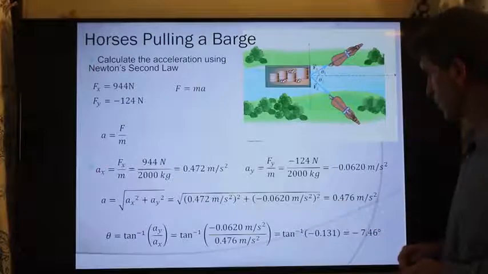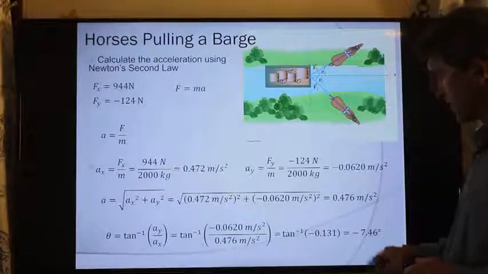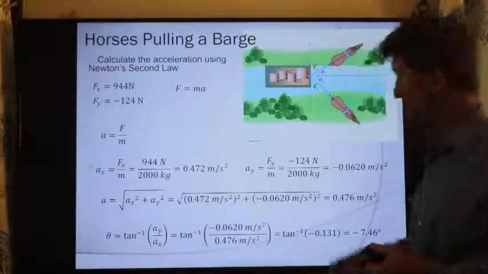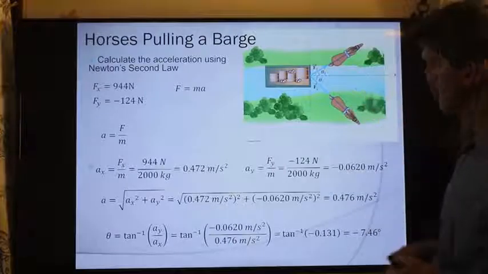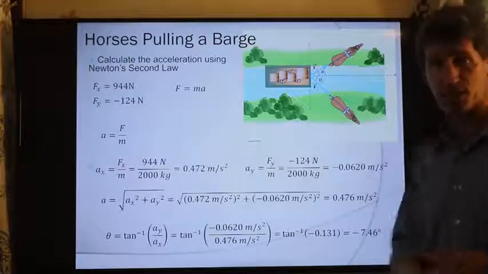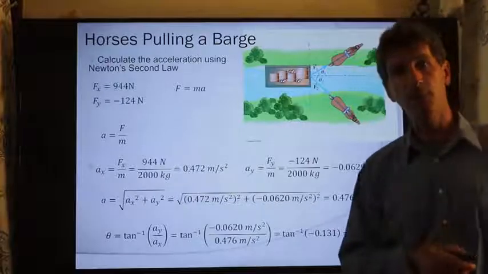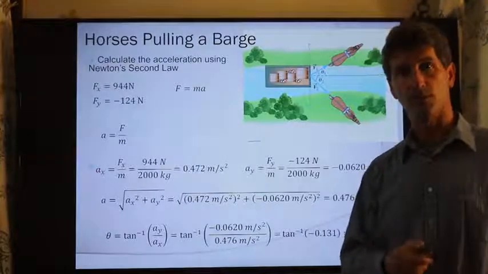It's accelerating at 0.476 meters per second squared at a slightly lower angle than 0. It's going toward the right shore a little bit more. So I guess it gets centered better. But again, this illustrates a typical problem that you do with Newton's second law.